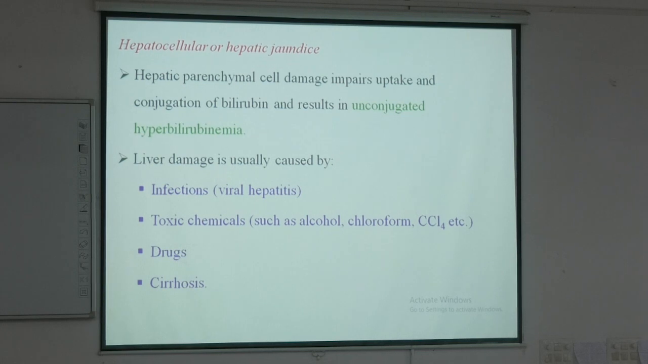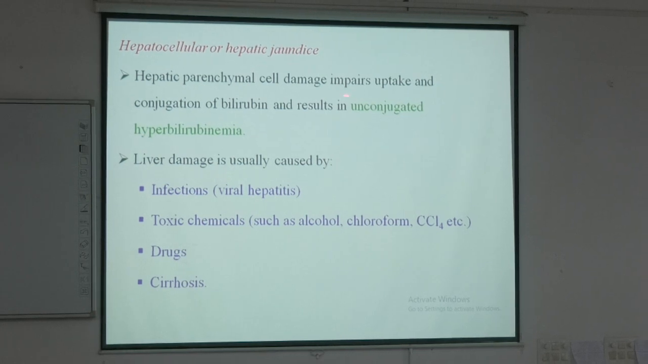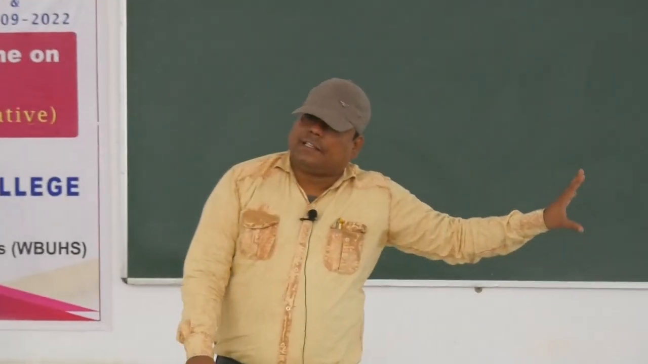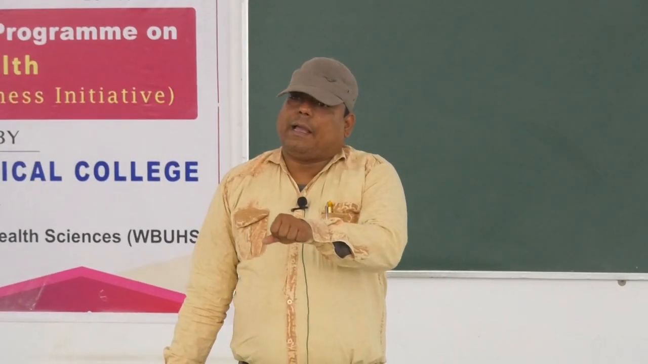Now, hepatocellular jaundice, we call this hepatic jaundice. The causes are hepatitis, some kind of drugs intake, cirrhosis. All these are hepatic jaundice. So, what happens? You will tell the answer. What happens if this liver is not functioning? Which process does not happen?